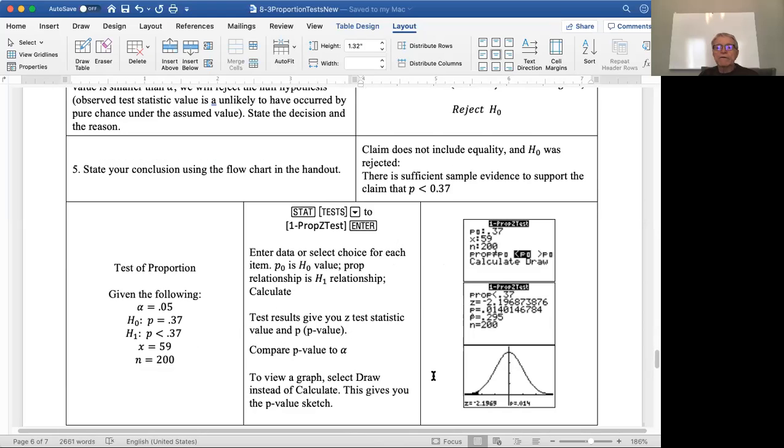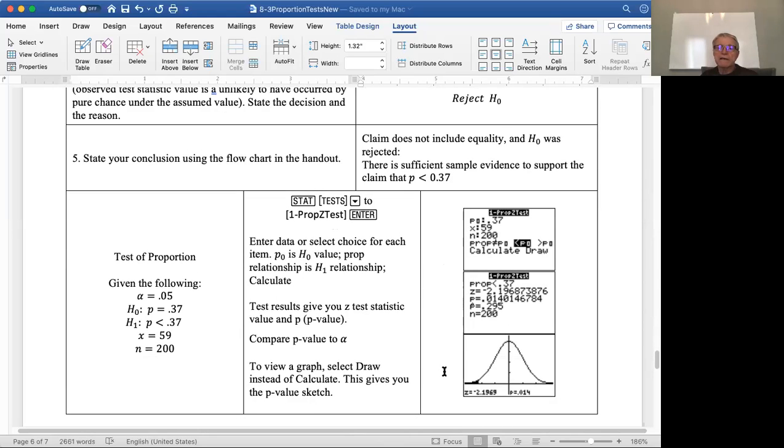Remember what we're doing here. The one prop Z test is a test of proportion, but it's not the whole test. All it does is provide us an answer to step 2, what is the test statistic, and an answer to step 3, what is the p-value. No critical value approach is used when we use a calculator test. We need to know what information goes in. We were given a value of X and a value of N, so we're good there. We know what the assumed value is, 0.37. So let's go run that on the calculator.